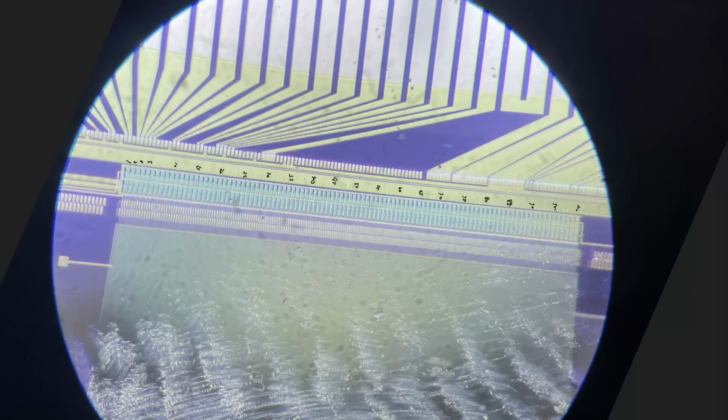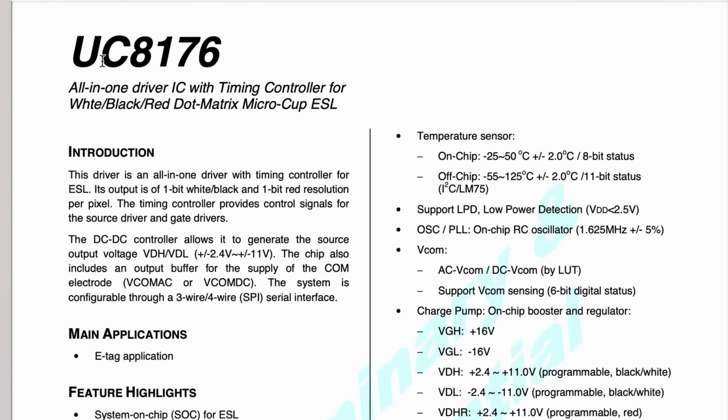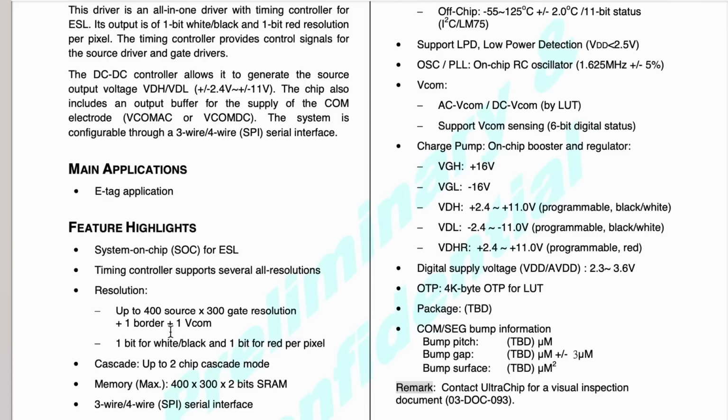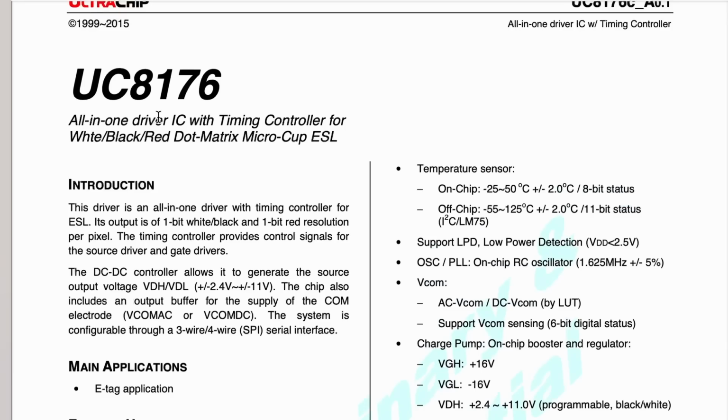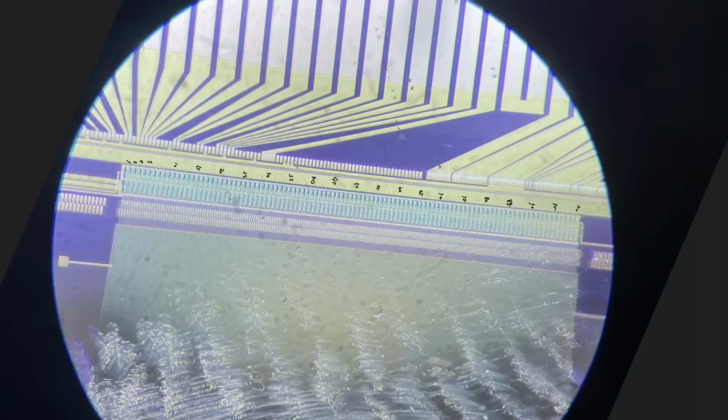And if we look at the datasheet of this UC8176, it's 400 by 300. We're off by 20 here. We're going to see if this is really a mismatch, like if this is not the chip I'm looking for, or maybe some of these pads are not actually being used.